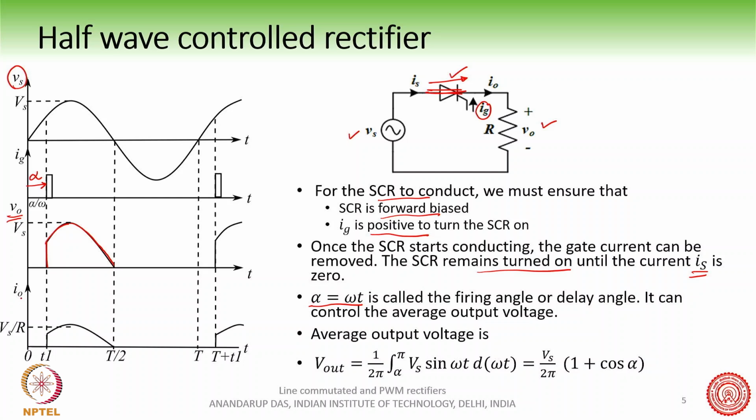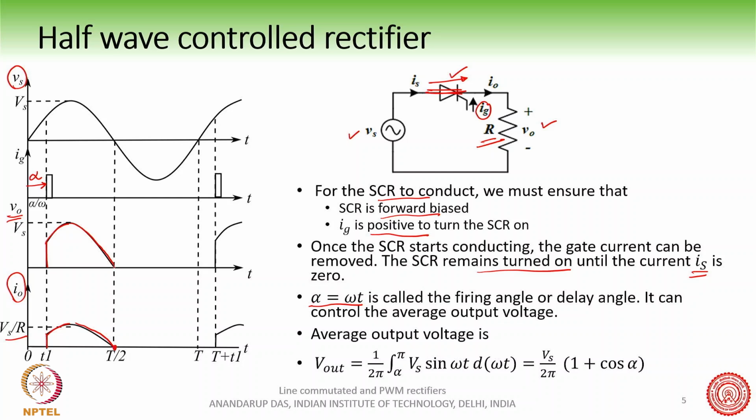Of course, because this is a resistive load, the current which is flowing here, the output current, will follow, or become an exact replica of the V0 voltage, right? This is where we have shown it with a magnitude equal to Vs by R. Now the current will be equal to 0 at this point of time.